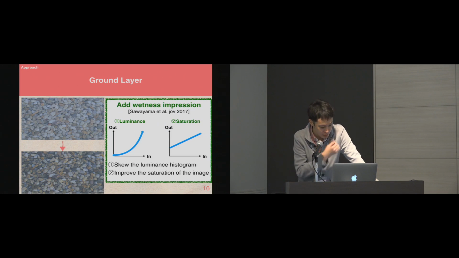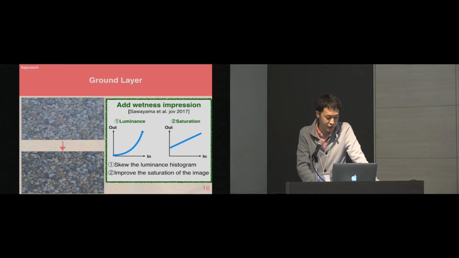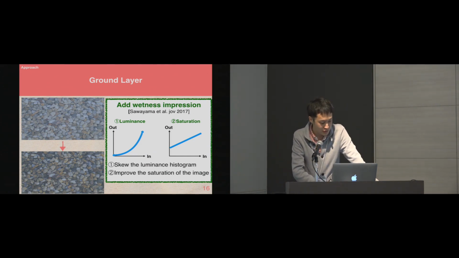Sion proposed an image transformation method that manipulates the wetness perception. The method consists of two steps, which are skewing the luminance histogram in the image positively and improving saturation of the full image. This transformation is very simple, but developed based on the fact we perceive the wetness using color information. We adapt this transformation to the bottom texture at the ground layer.